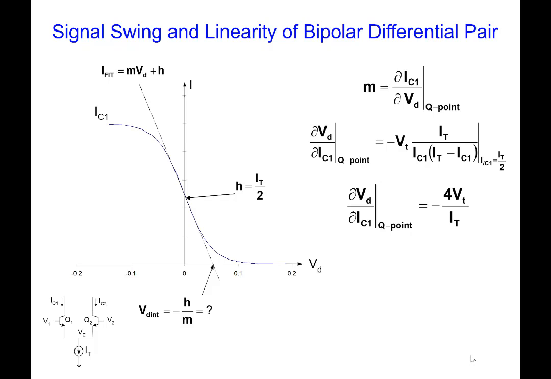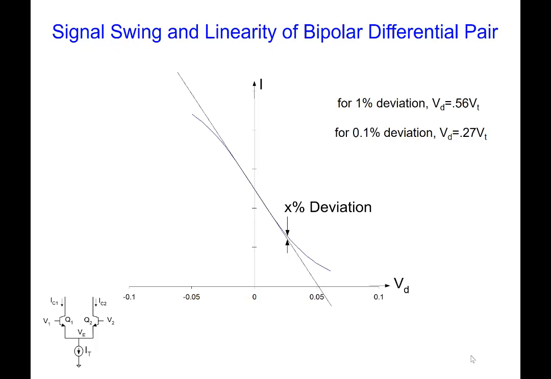And hence M is the reciprocal of that. So this is the fit line then. I take the reciprocal of that and put it in for M. And now the V intercept is H over M. So the intercept is at 2 VT. How big is VT typically? 25 millivolts. So the intercept's at 50 millivolts.